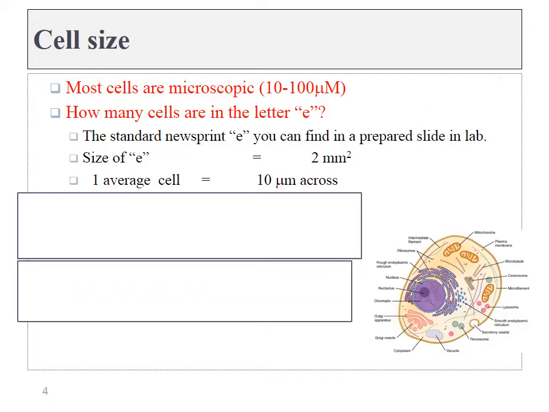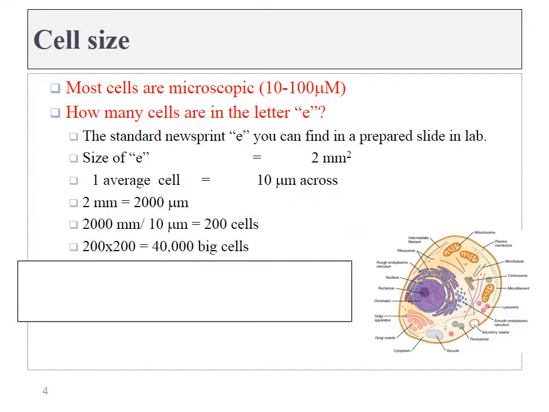One of the first demonstrations in a cell biology class is to look at the letter E cut from a newspaper under the microscope. Both printed newspapers and microscopes are becoming rarer these days, so let's just go through this theoretically. If I were to tell you the size of that letter E was 2 millimeters square, and that the average cell is roughly 10 micrometers in diameter, you should be able to calculate the number of cells that would fit within that letter E.